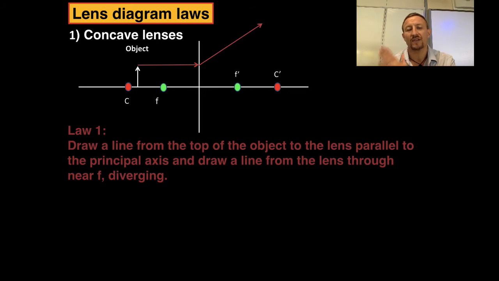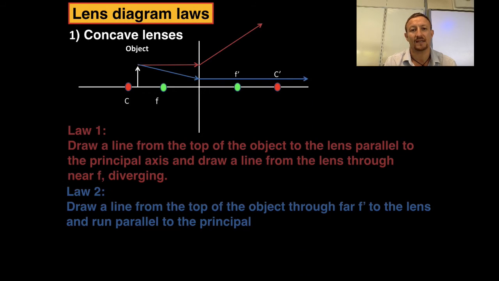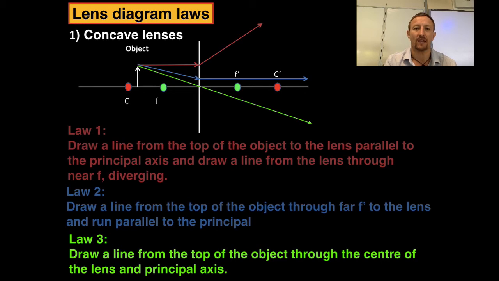So we can see now that it's diverging. It's not going to cross on that right hand side. So for the second law, we basically go from the top of our object through the far focal point. Now I draw up a line as far as the lens. When it hits the lens, it then runs parallel with the principal axis, as you can see there. Now there is then a third line which is generated from the top of the object and goes right through the middle between the lens and the principal axis, and that's shown in green there.